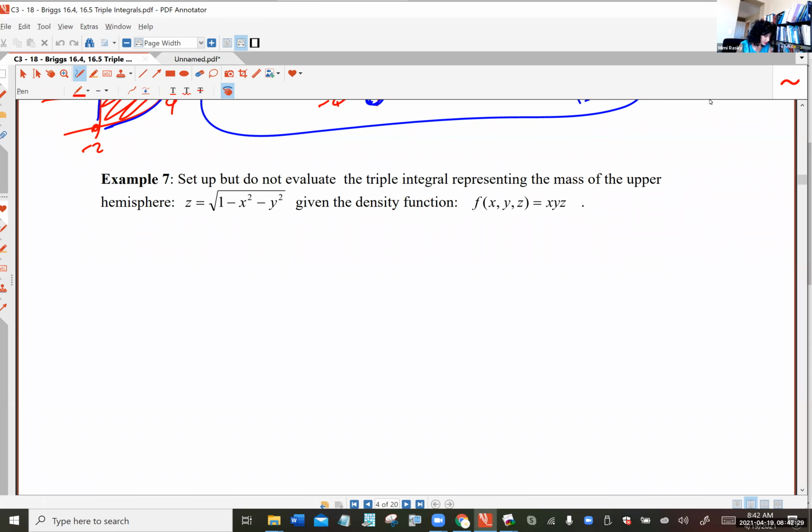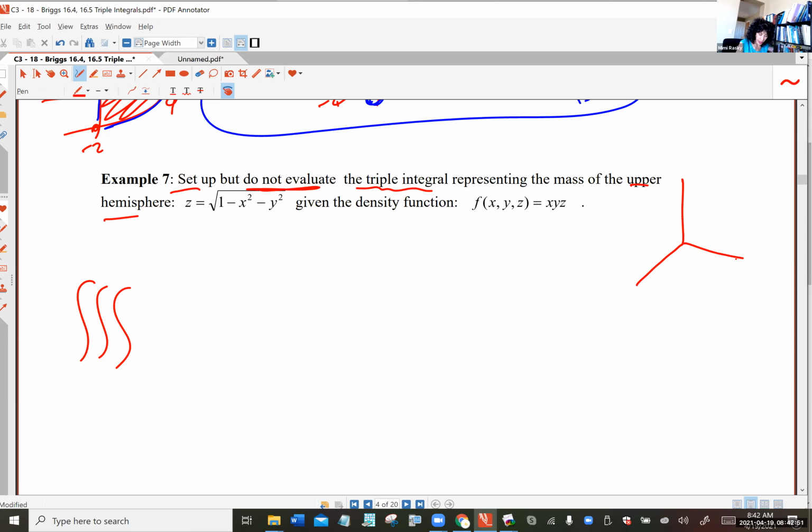So today, triple integrals in cylindrical and spherical coordinates. But let's wrap it up by doing one more rectangular coordinates triple integral, because it's a good segue into what's next. So we're going to set up, but not evaluate, a triple integral that represents the mass of an upper hemisphere.